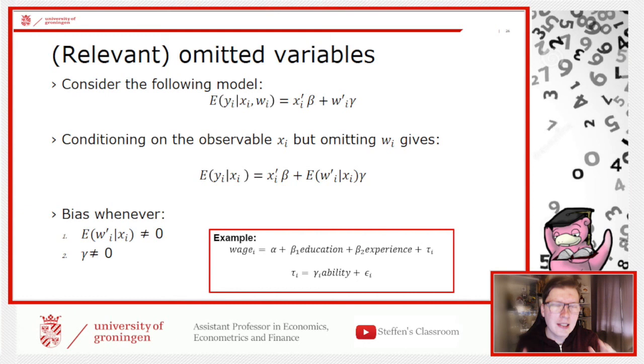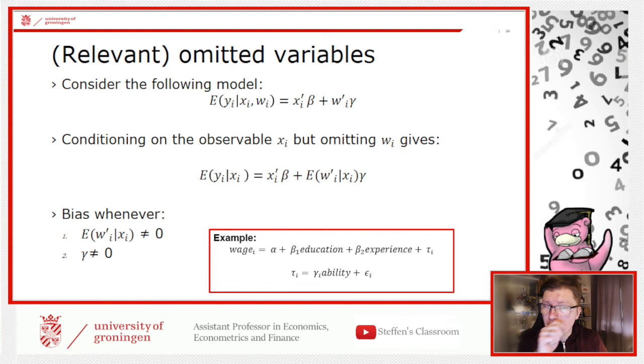So that's the first one. The second, could you also argue that it's a non-zero impact, that it's actually relevant? Is ability relevant to your wage? I would say so. I think that's not a hard argument to make, right? That means by excluding or not including ability here, we are producing biased estimates. That means we have a heterogeneity bias, which is very, very bad.